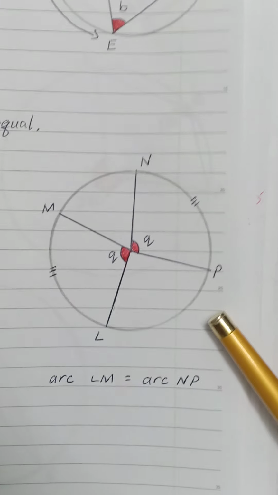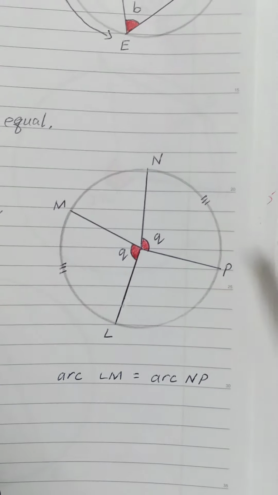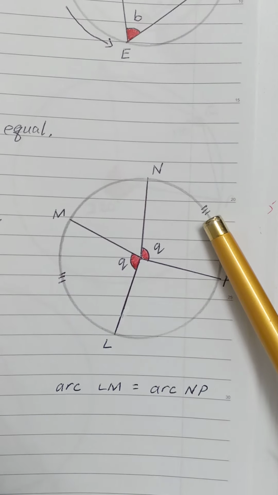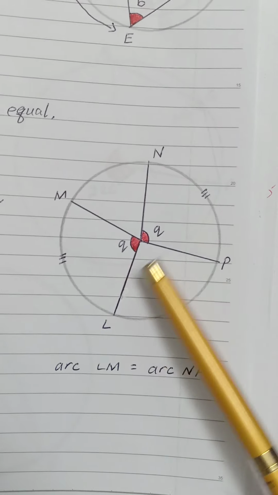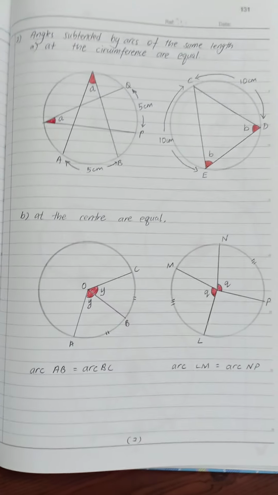Right. Let's look at this one. Arc LM is this one. Arc NP is this one. Since they are both the same length, therefore the angle produced at the center would be the same. Q and Q. Can you follow? So, this is the second property we have learned.